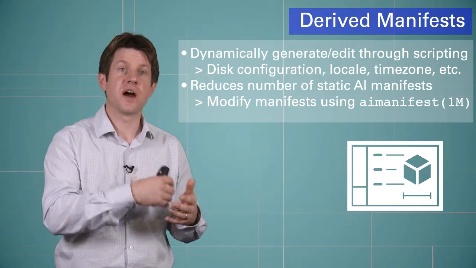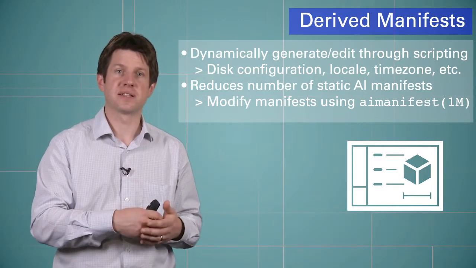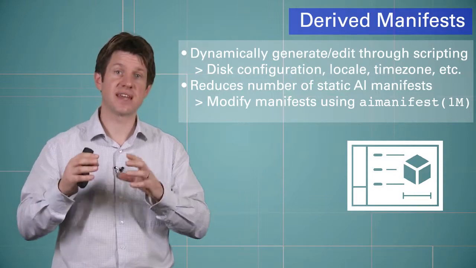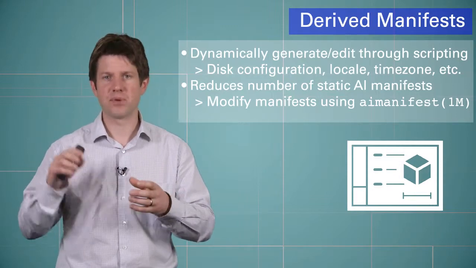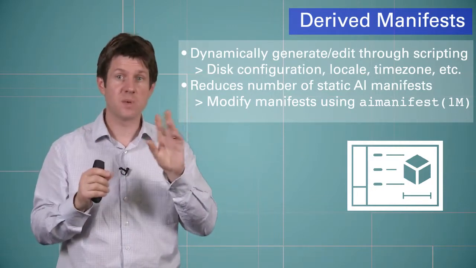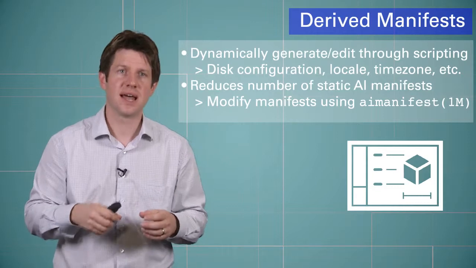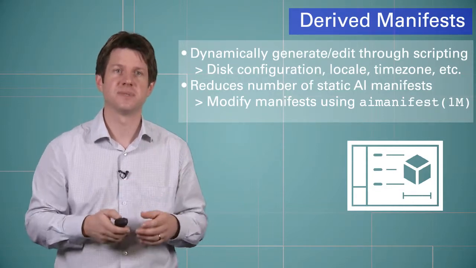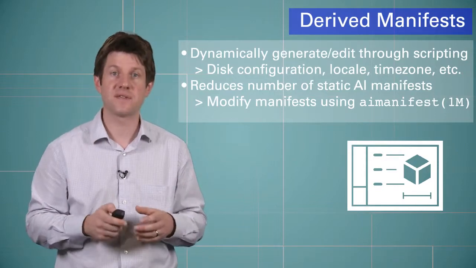We've covered derived manifests through the aimanifest command, and that essentially allows you to reduce the number of static AI manifests. For example, you don't have to have a manifest for each client system that may only differ in one or two little configurations. It allows you to dynamically generate or edit, through a scripting mechanism, that AI manifest on the fly.